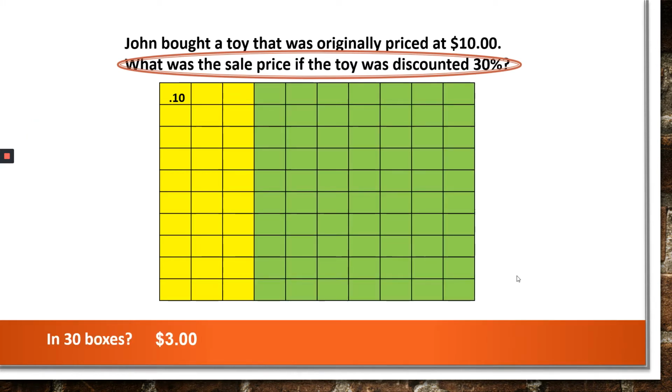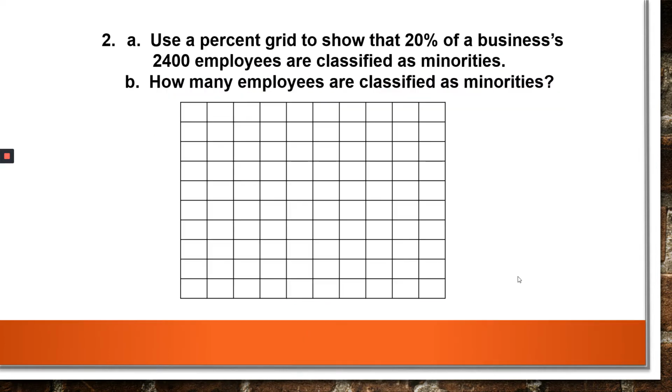So I've shaded it in green, the part that we have to pay, which is the sale price. We don't have to go back through everything because we know that the whole was $10 minus the $3. That will give us $7. And we're done. Let's do another one.